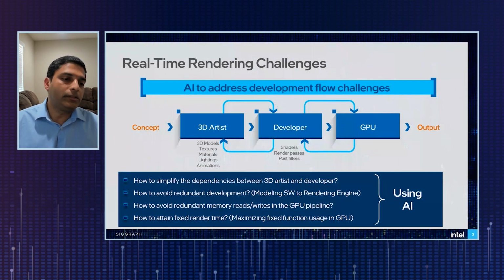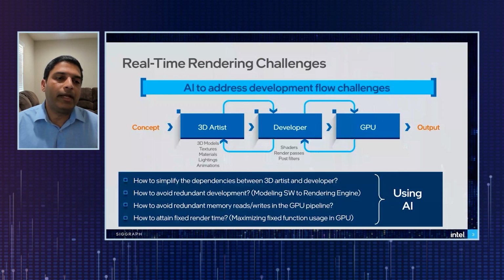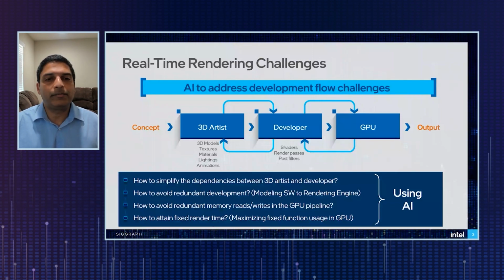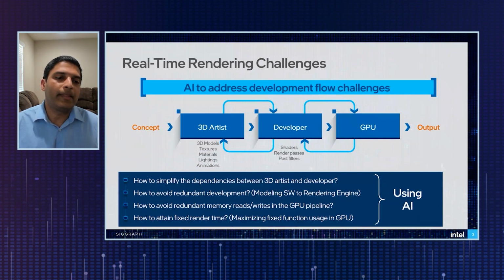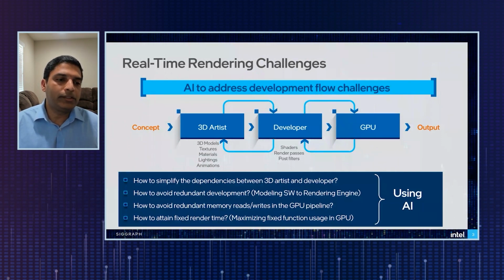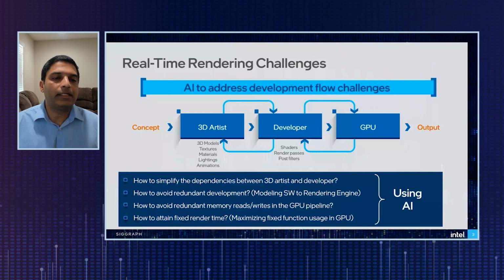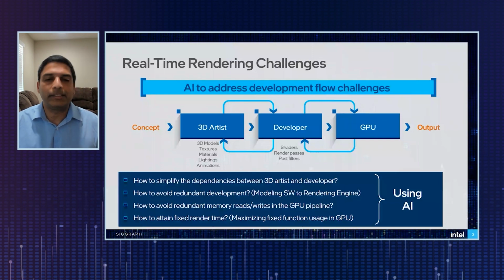So with that, we can also even achieve fixed render time, where the AI can learn the complexity of the scene. So today, the complexity of the scene defines what the frame rate would be. So with AI in the near future, we believe that we can attain a fixed render time and have the AI learn the complexity of the scene.